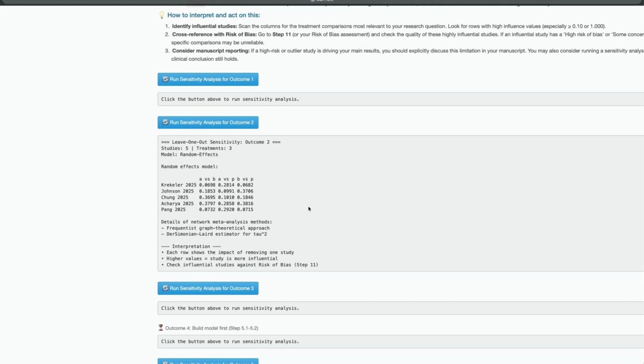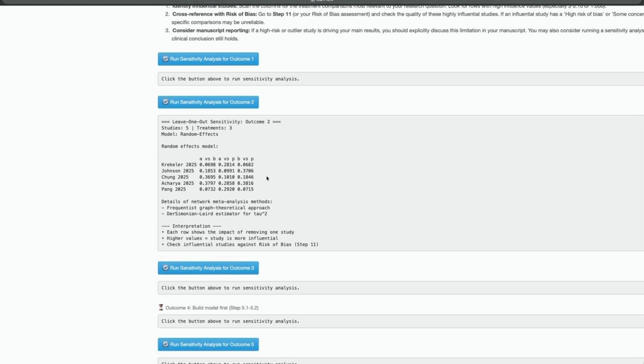In this table, each row represents one study, and each column represents a treatment comparison. The numbers show the influence or impact of removing that particular study. For example, look at Chung 2025. It has values of 0.3695 for A versus B, 0.1010 for A versus P, and 0.1846 for B versus P. These relatively high values, especially 0.3695, indicate that Chung 2025 has a substantial influence on the network, particularly for the comparison between treatments A and B.